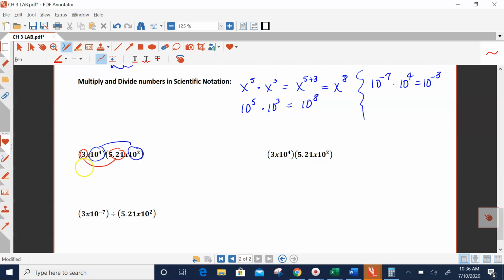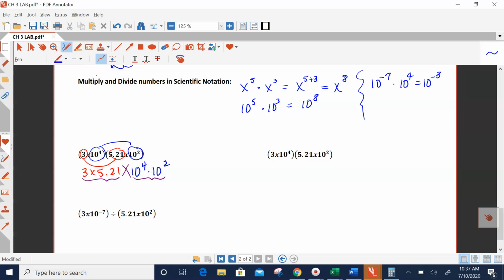So when I rearrange this, I'm going to have the 3 times the 5.21 on its own. Then I'm going to do the 10 to the 4th times the 10 to the 2nd. I know that's a lot of times going on here. Let me put a big X in the middle here. Okay, so I got my first part, got my second part. Let's work on those.